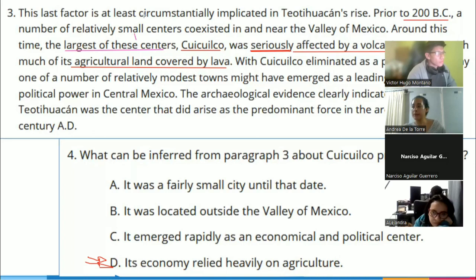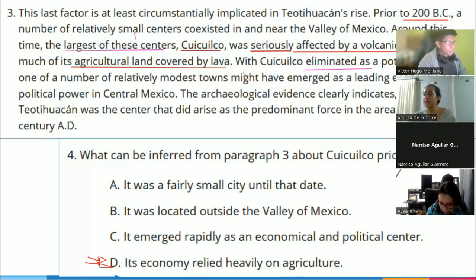We know that something happened, a volcanic eruption happened, and Cuicuilco was seriously affected by this volcanic eruption. Why? Because their agricultural land was damaged. It was covered by lava. So after that happened, they were eliminated as a rival. So that means they went down, right? They were actually pretty good in the beginning, but the volcanic eruption happened. Their agricultural land was damaged, and they were so affected that they were eliminated as a rival. That's all we know about Cuicuilco prior to that time.